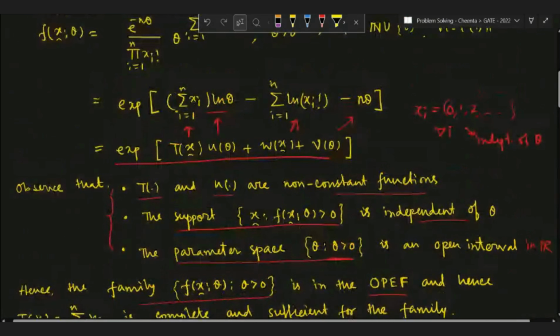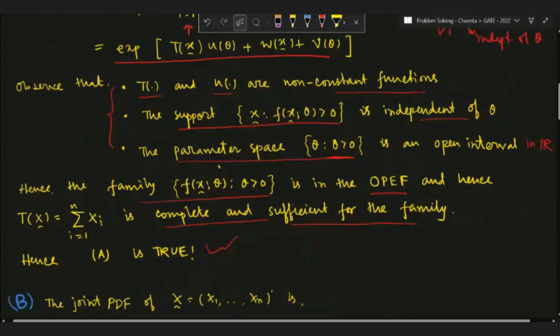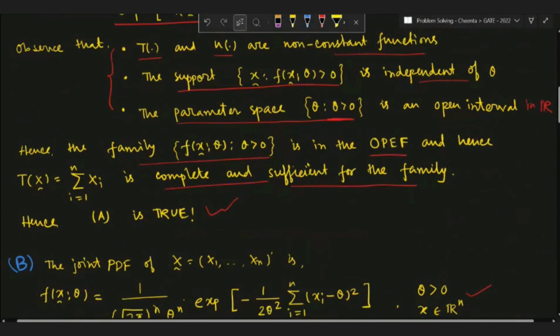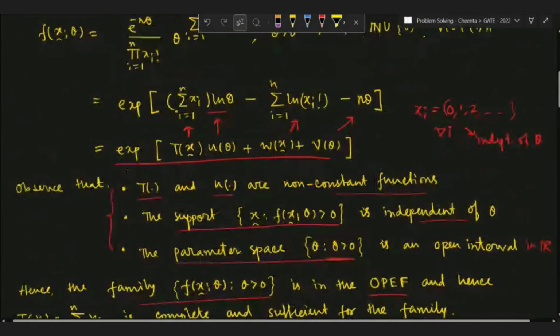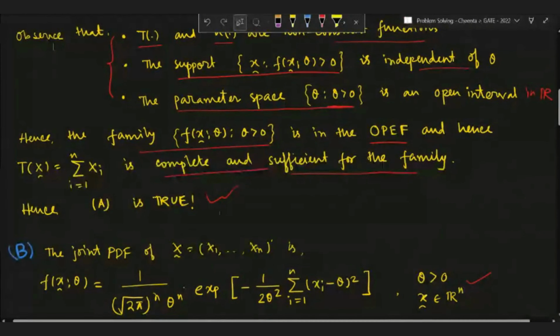The support, that is the values of the sample where the PDF takes positive value, is independent of theta, as xi equal to 0, 1, 2, up to infinity does not depend on theta for all i. And the parameter space here, theta greater than 0, is an open interval in R. So by checking the three conditions and writing the PDF in the form of exponential family, we can say that the family is in the OPEF, that is one parameter exponential family, and hence T(x) equal to summation xi is complete and sufficient for the family. Hence option A is true.